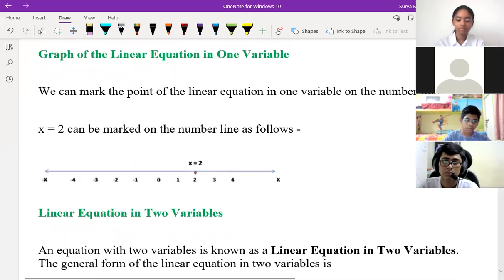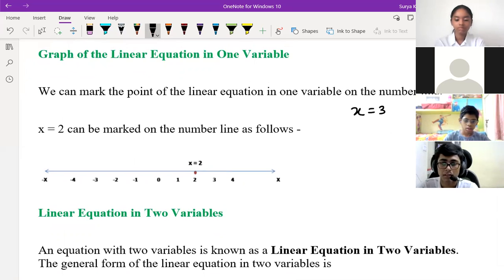See, suppose I'm telling you x is equal to 3. I told you, children, in coordinate geometry, right? x is equal to 3. So how the graph will be, you know that, correct?